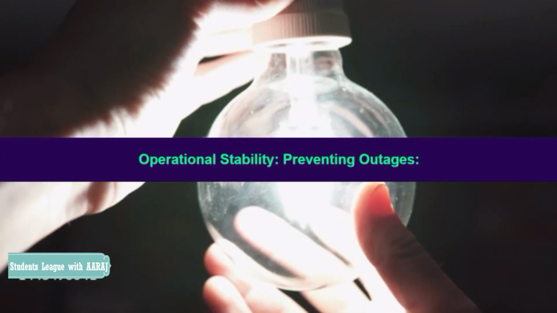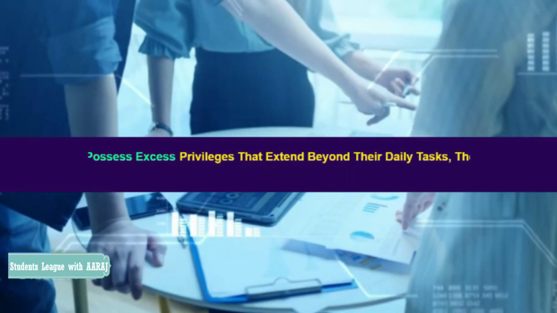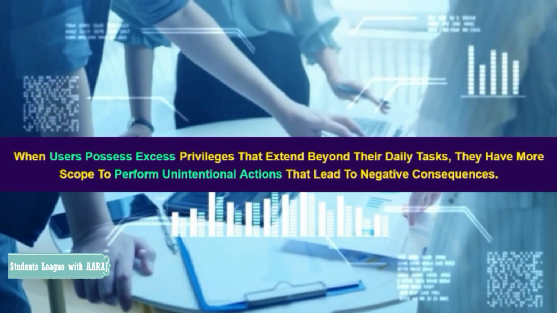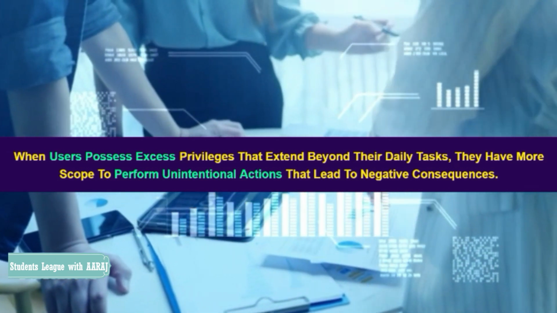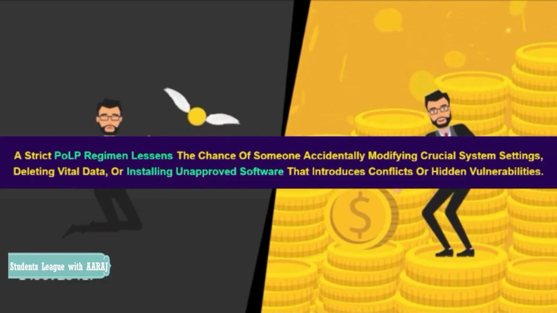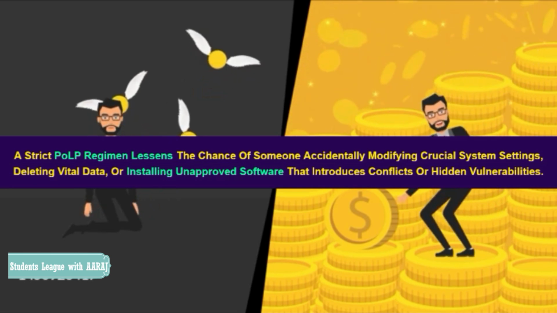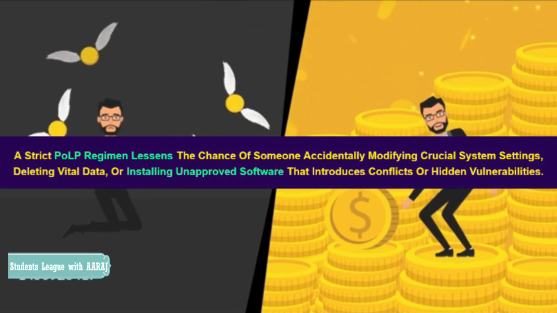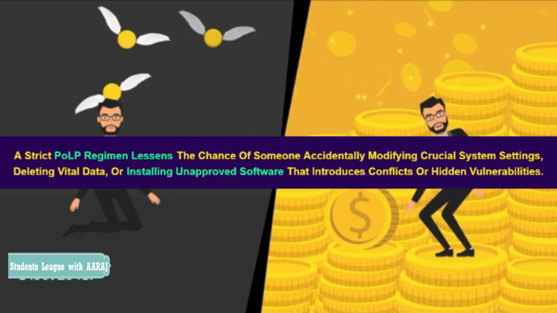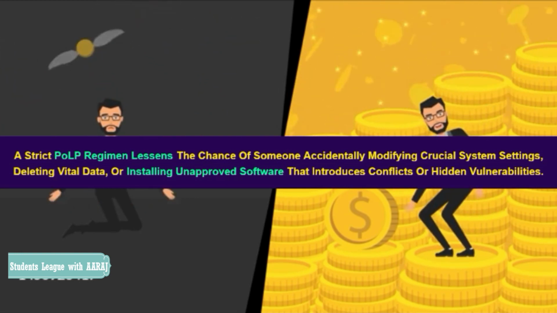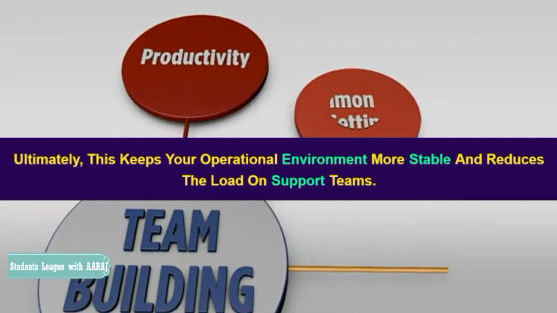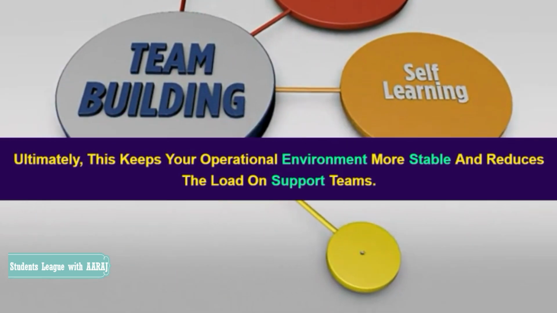Operational stability, preventing outages. When users possess excess privileges that extend beyond their daily tasks, they have more scope to perform unintentional actions that lead to negative consequences. A strict POLP regimen lessens the chance of someone accidentally modifying crucial system settings, deleting vital data, or installing unapproved software that introduces conflicts or hidden vulnerabilities. Ultimately, this keeps your operational environment more stable and reduces the load on support teams.